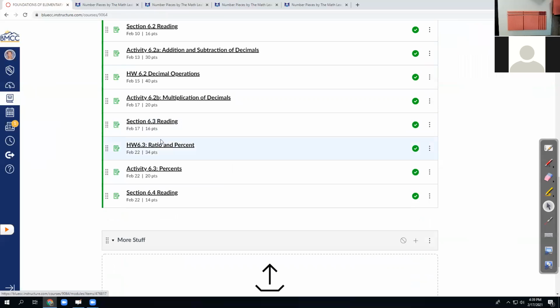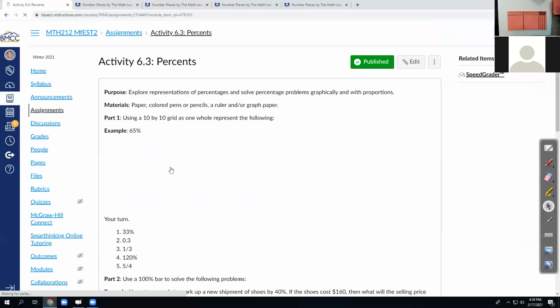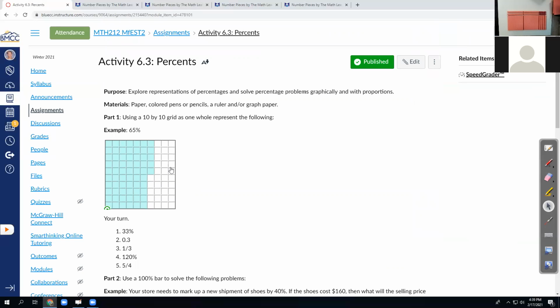Section 6.3 is about ratio, percents, proportions, and scientific notation. And so here I have just a regular homework assignment on ratio and percent, and then an activity. So we'll get to this next class. So I was hoping to start this today. And this one is kind of similar to what we've been doing.